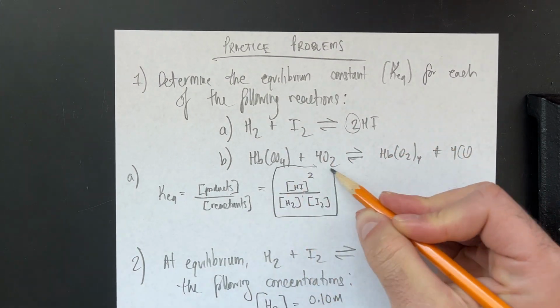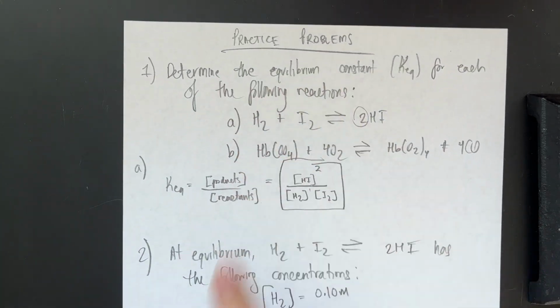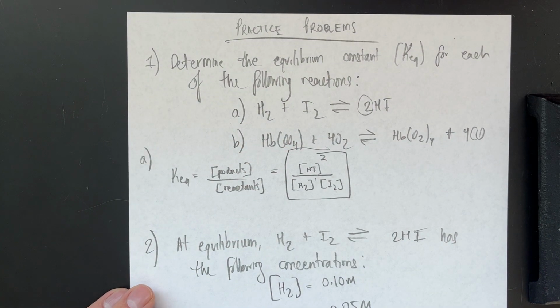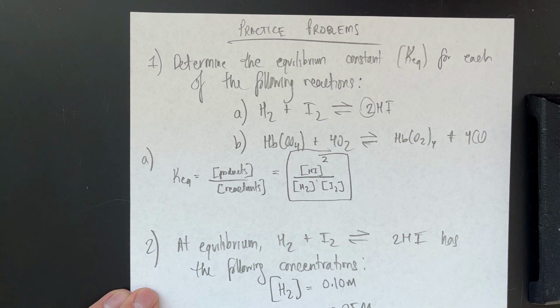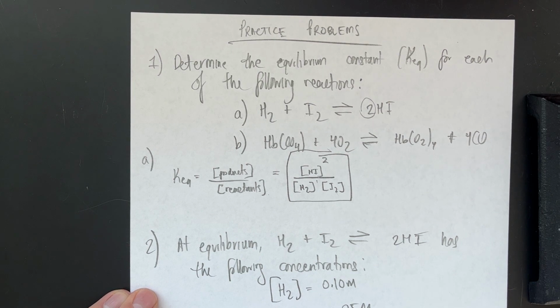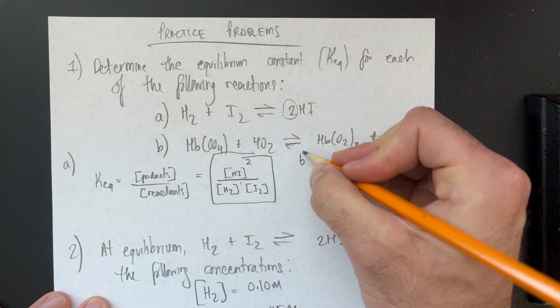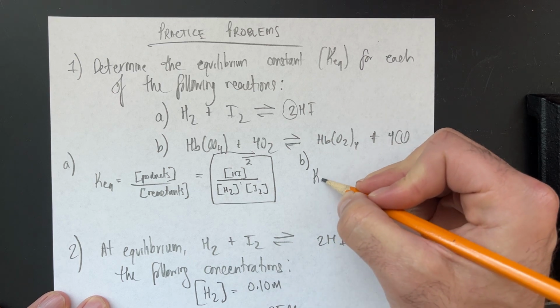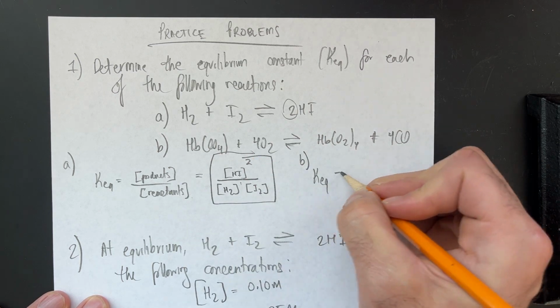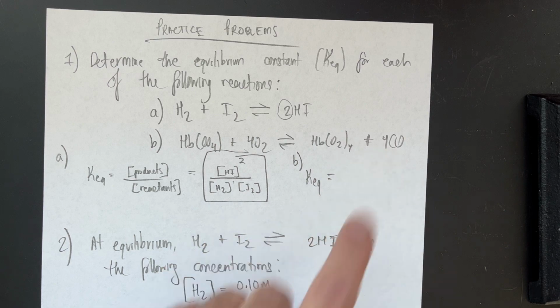This is my answer. KEQ for this equilibrium reaction is this. That is its equation. That's it. Pretty easy, very doable. And so now let's do B for this reaction. What's KEQ? Well, again, products.